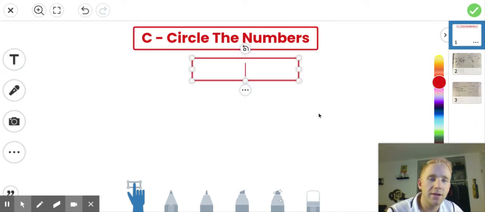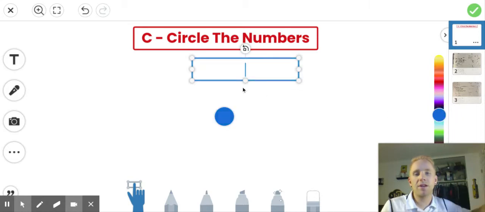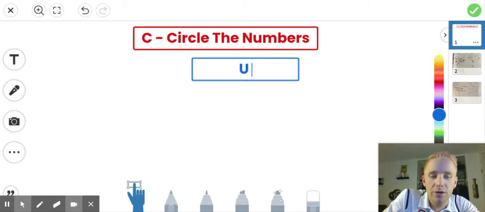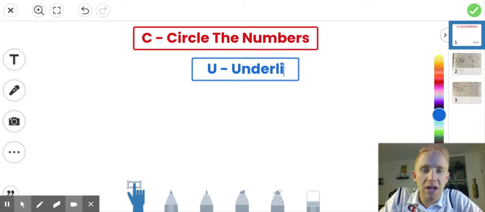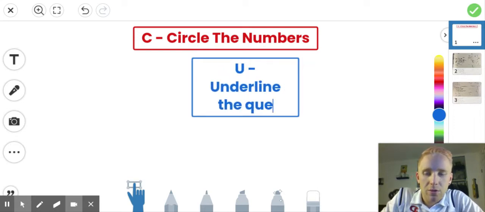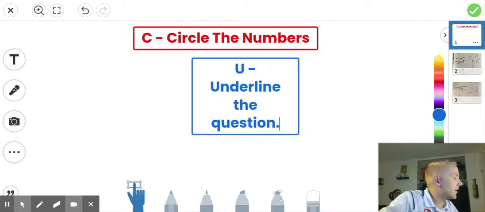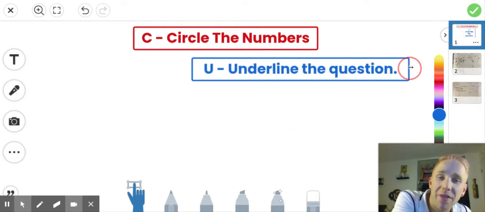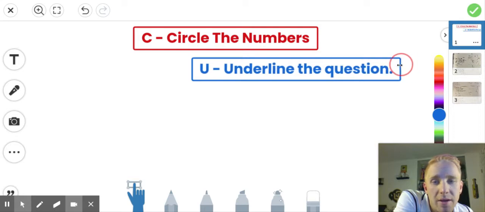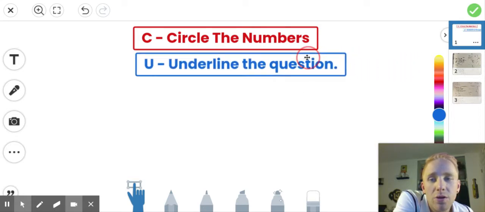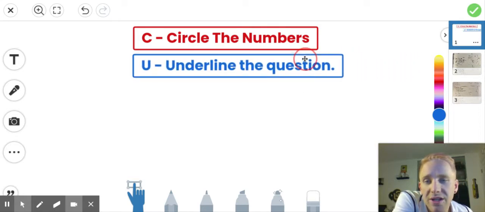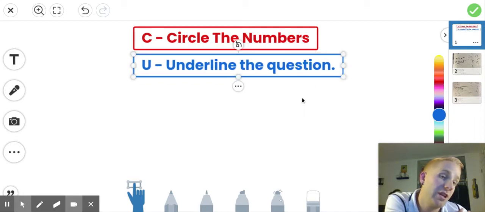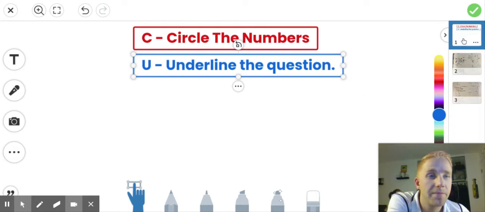All right, let's go ahead and add another text box. I'm going to make this one blue. And remember that next in cubes is U for underline the question. It's important that we underline that question so we know what we're talking about. If we're not underlining the question, we might miss a math action word. We might miss what we're supposed to do. Remember that when we underline that question, that's how we find out what is the kind of math that we're going to be doing when we do this kind of lesson, okay?